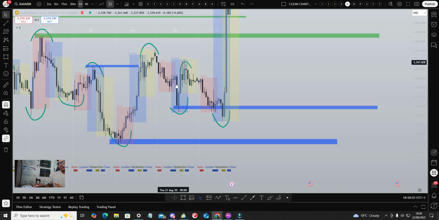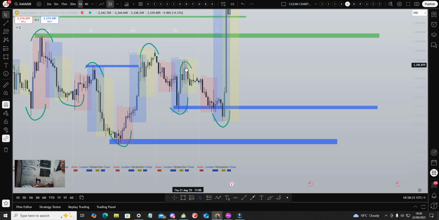This high was created here. Look at this, now a higher low. So price is making higher highs and higher lows. This higher low failed to break this low. So this is like, okay, buyers could be winning the battle. But then we get, look at this, a lower high again, right?